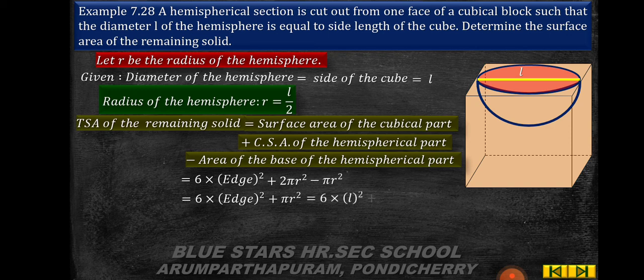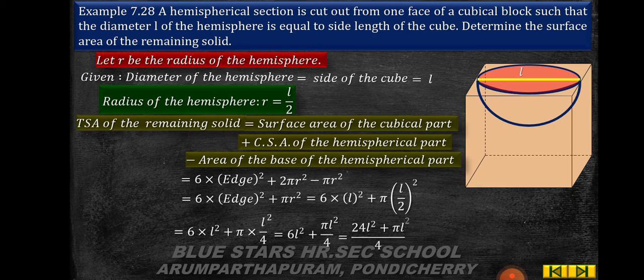Which is equal to 6 into L square plus pi into (R value is L by 2) the whole square, which is equal to 6 into L square plus pi into L square by 4, which is equal to 6L square plus pi L square by 4, which is equal to, taking LCM, (24L square plus pi L square) by 4. Then the total surface area of the remaining solid is equal to (24 plus pi) into L square by 4 square units.